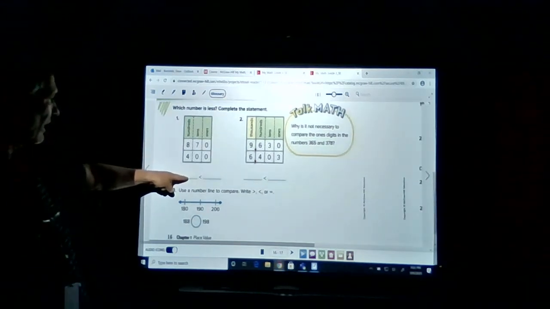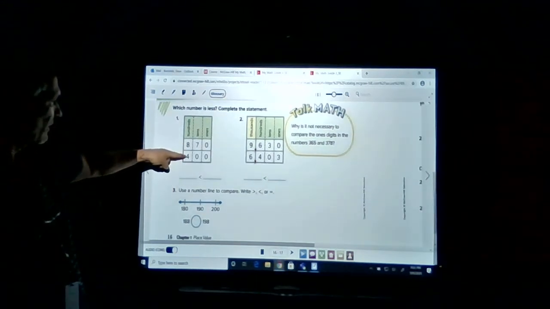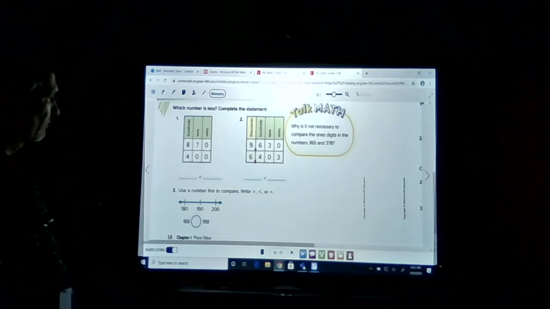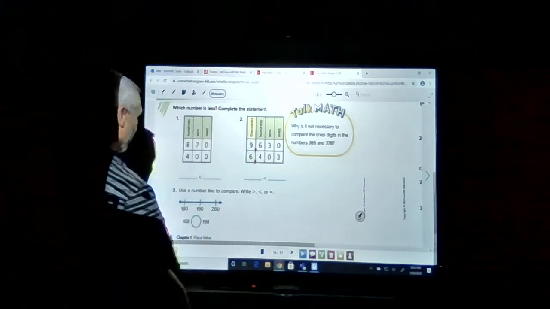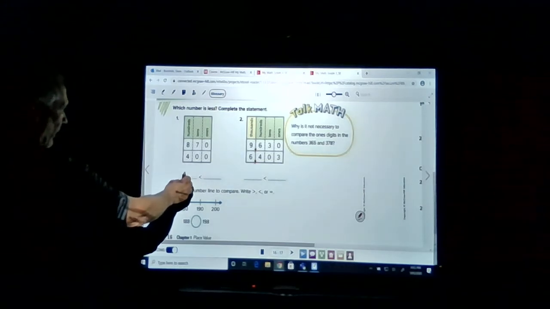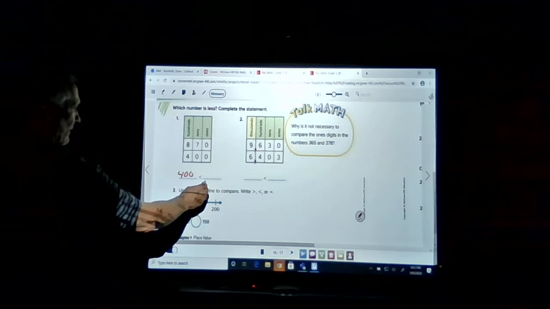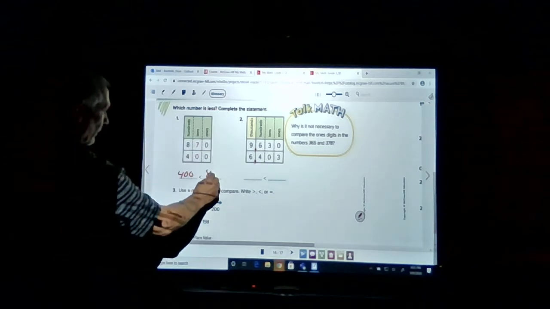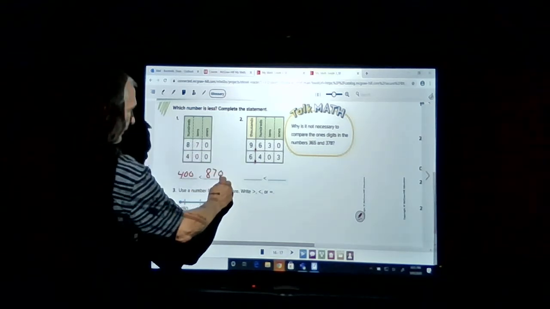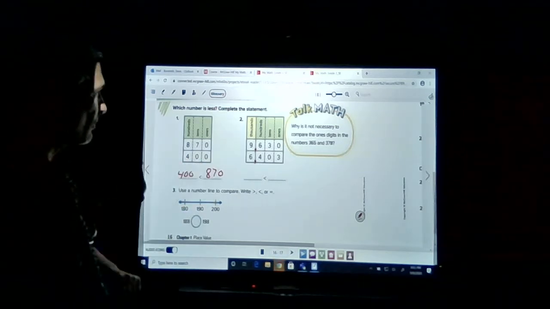Which one is less? Look at the hundreds, 800, 400. Pause, and then push play, and the answer, we're going to write 4 is smaller, so 400 is less than 870. Push pause and try this one.